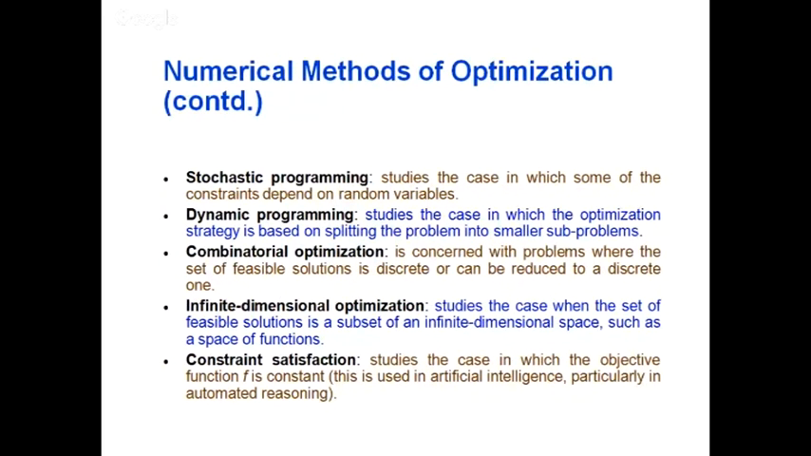Stochastic programming studies the case in which some of the constraints depend on random variables. Dynamic programming, as somebody said, studies the case in which the optimization strategy is based on splitting the problem into smaller subproblems. Combinatorial optimization is concerned with problems where the set of feasible solutions is discrete or can be reduced to a discrete one. Infinite dimensional optimization studies the case when the set of feasible solutions is a subset of an infinite dimensional space, such as space of functions. And constraint satisfaction studies the case in which the objective function f is constant and you manipulate the constraints.